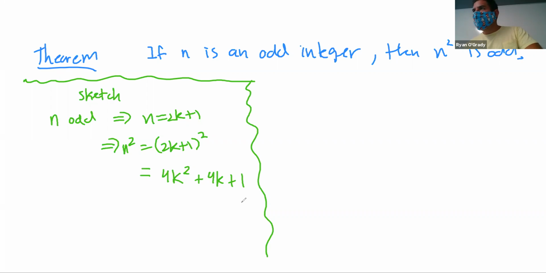And so remember, what is my goal? My goal is to make this look like 2 times something plus 1. So what I'm going to do is recognize, okay, I got that 2. I know it's there. So if I pull the 2 out, I have my plus 1, so all that's left is to just write this like this.